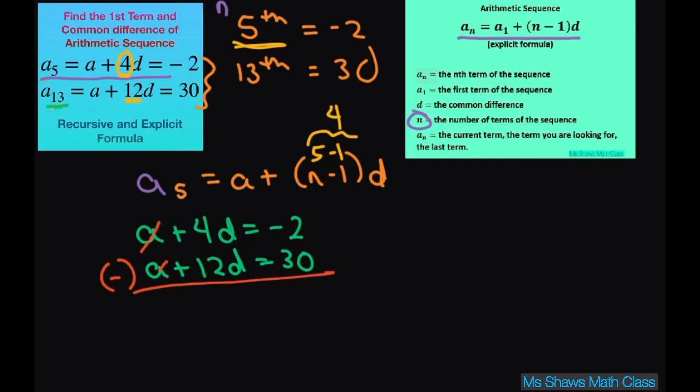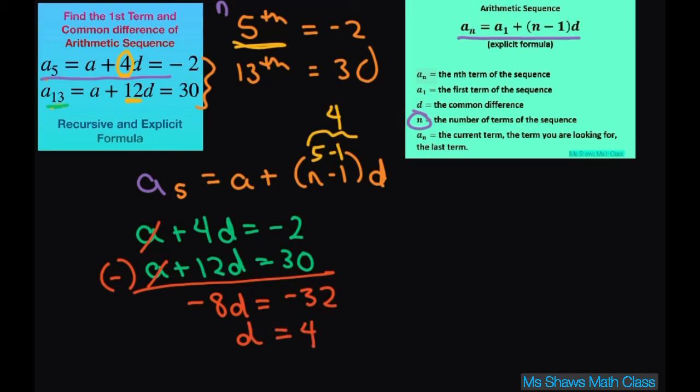So a minus a is 0. 4 minus 12 is -8, and that's with the d. And -2 minus 30 is -32. Divide both sides by -8, and you get d equals 4.